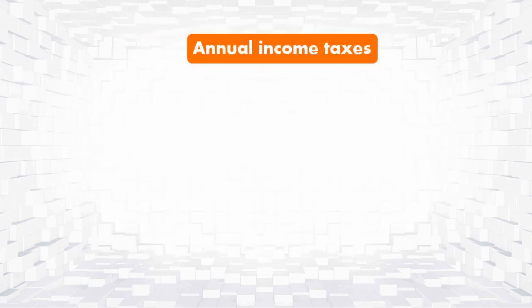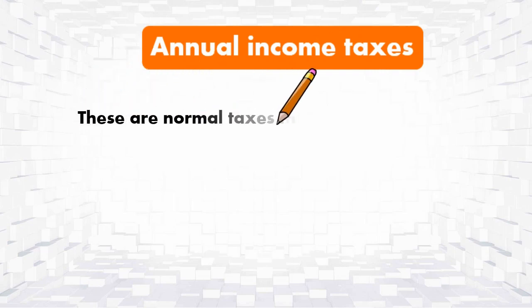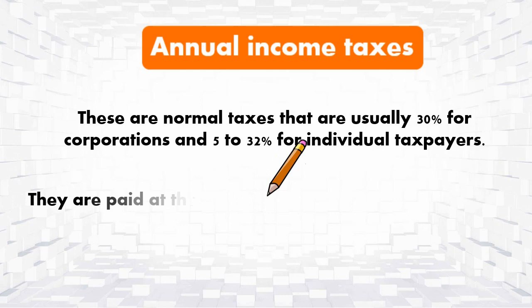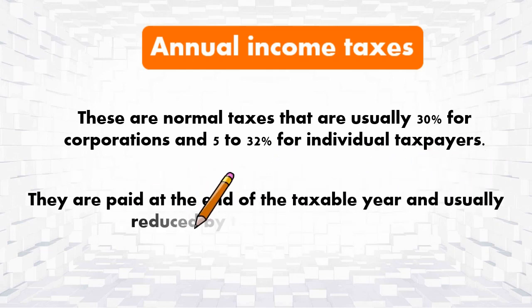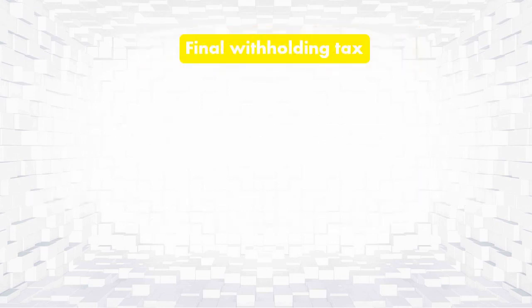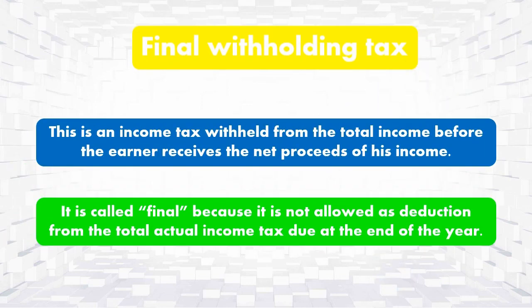Annual income taxes. These are normal taxes that are usually 30% for corporations and 5 to 32% for individual taxpayers. They are paid at the end of the taxable year and usually reduced by the creditable taxes. Final withholding tax. This is an income tax withheld from the total income before the earner receives the net proceeds of this income. It is called final because it is not allowed as deduction from the total actual income tax due at the end of the year.